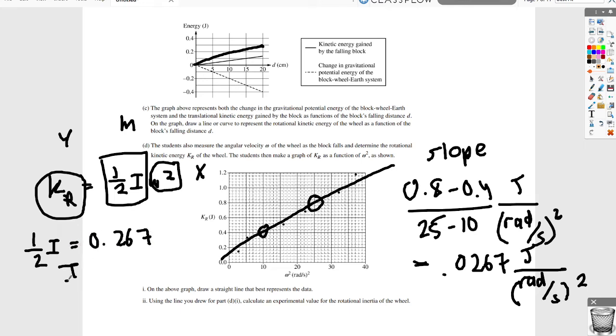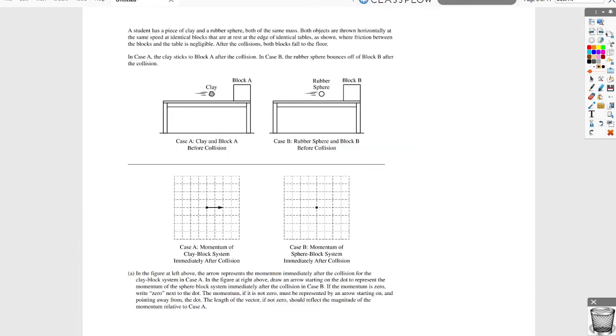So I is your rotational inertia. I is 2 times the slope, which is your rotational inertia. It's 0.534 joules over rads per second all squared. And I think that's it for this question.